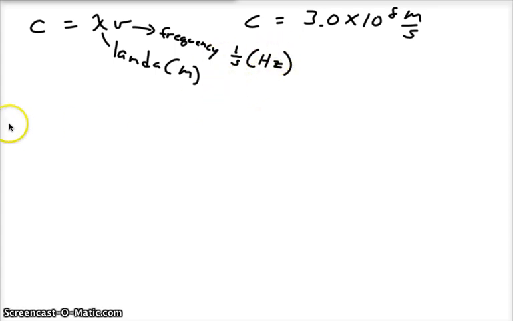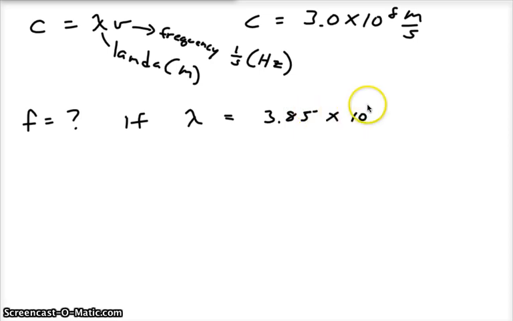So an example problem might be this. I'll just give you the data. It'd be in a word problem. But something like, what's the frequency? So the frequency would be the question. If the wavelength is 3.85 times 10 to the negative ninth of a meter.